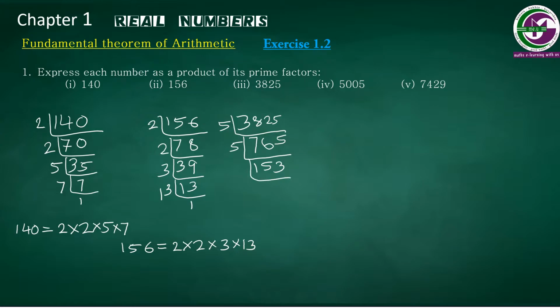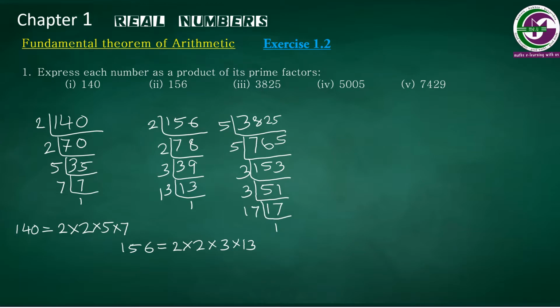In 153, how will you check whether 3 is a factor or not? We'll add the digits. 1 plus 5 is 6, 6 plus 3 is 9. So 9 is a multiple of 3, so we can write 3 here. In 15, there are 5 times and 1, 51. Again you can see 5 plus 1 is 6, a multiple of 3, so you can write 3 again. In 5, 1, carry over 2, 21, 7. 17 is a prime number, so 17 can be written here, 1.